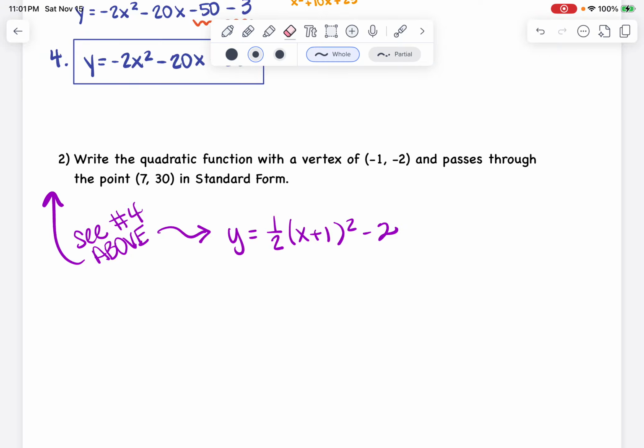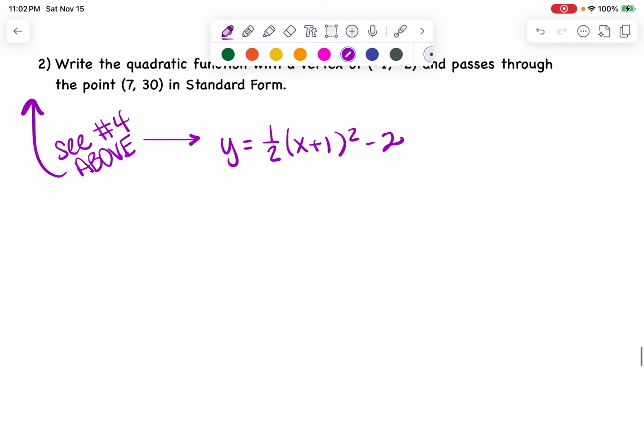So we already had found that vertex form up there in number 4. If we hadn't, then you would have had to do all that work to get it into vertex form so that we could then convert it into standard form. Okay, but we've already done all the work, so no need to do that again. All right, so we're going to run through our 4 steps. So step number 1, expand the binomial and write it twice because it's getting squared.